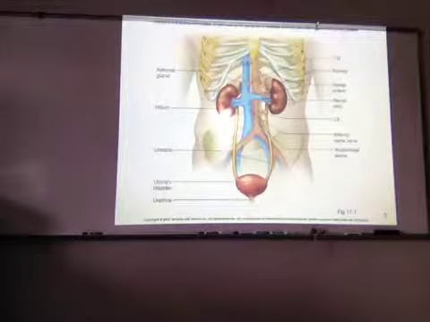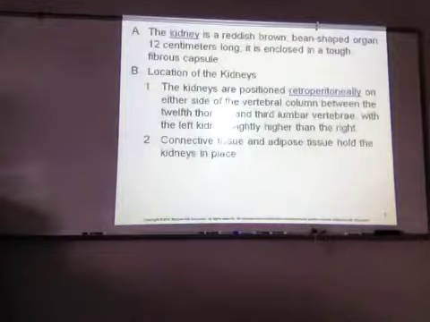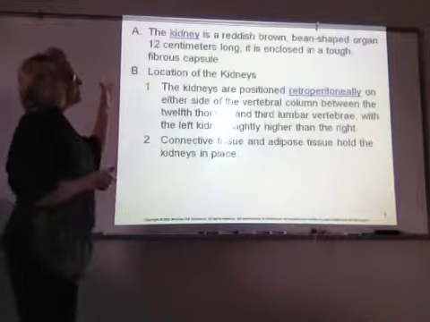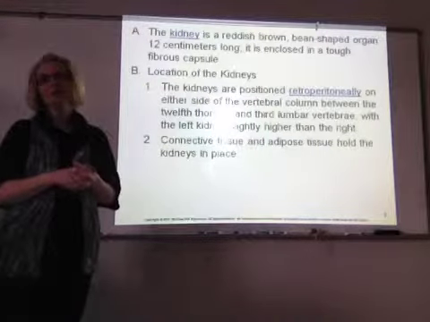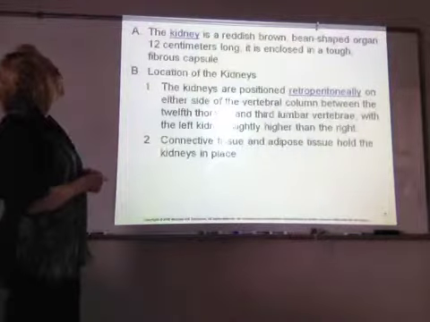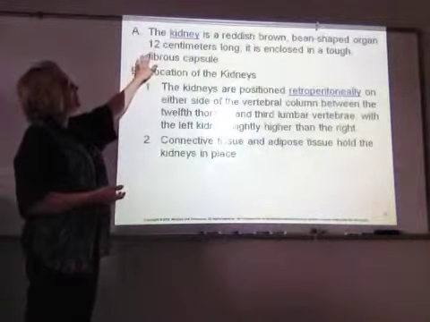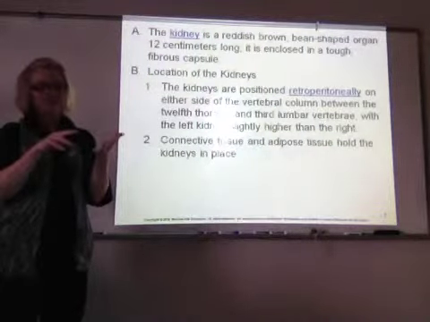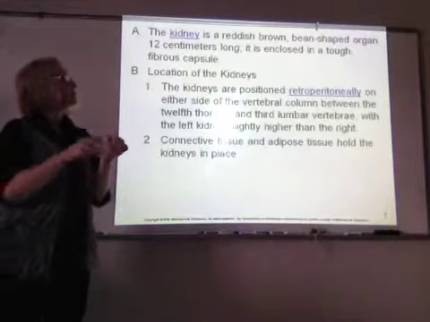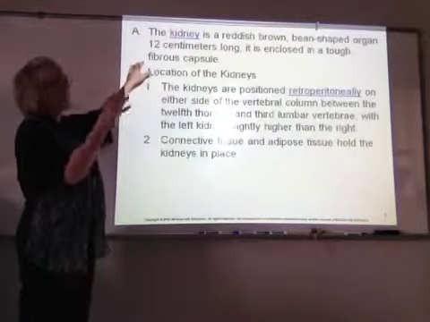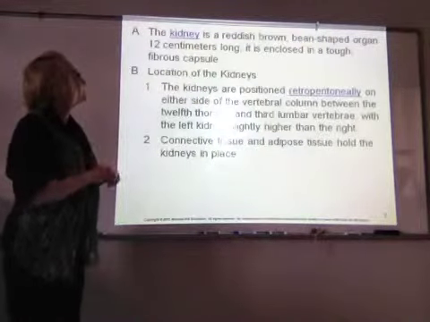Here's a diagram. We're going to look at this a couple of times, so I'm going to talk more about that as we get into this next part. The kidneys themselves are a reddish-brown color, bean-shaped. When you buy kidney beans, they're called kidney beans because of their shape. Approximately 12 centimeters long, and it has a very tough fibrous capsule. So if you've dissected a cat or taken zoology, if you've cut into that kidney, it is a solid structure and it has a tough outside capsule.